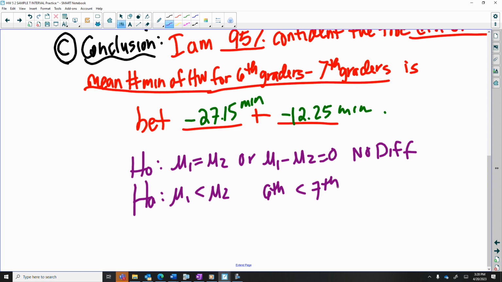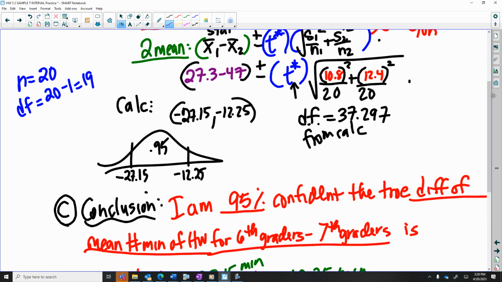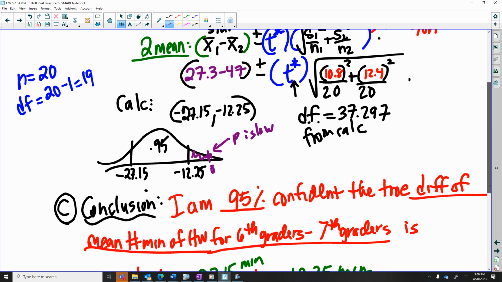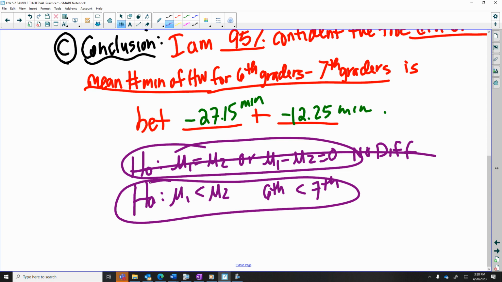So if you go back to my picture, is the null of 0 contained in the interval? And the answer is no. 0 is all the way in this tail. So if 0 is in the tail, the P is low. If P is low, reject H0 and go with the alternative. So you would say 0 is not possible because 0 is not in the interval. So indeed, this is proof that 6th graders do have less homework than 7th graders.